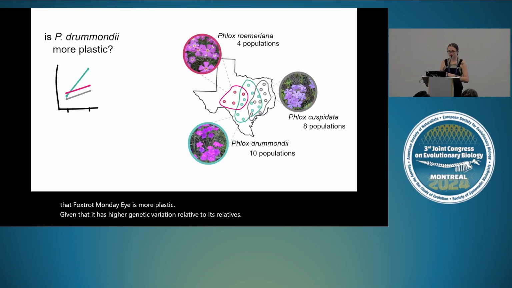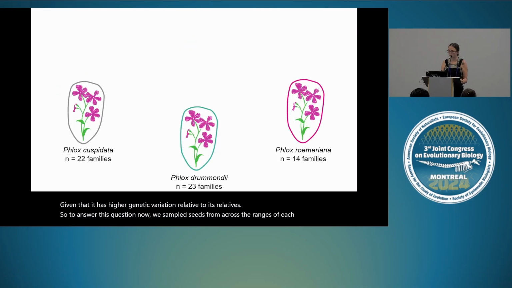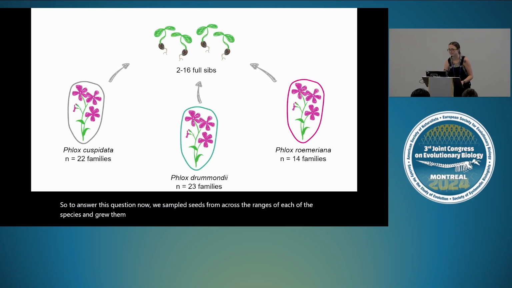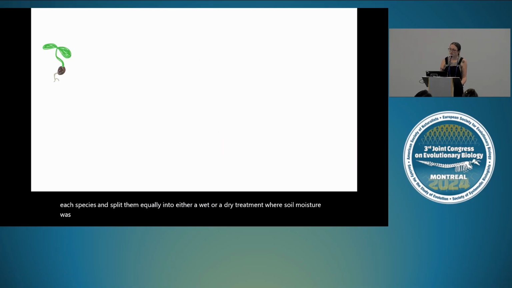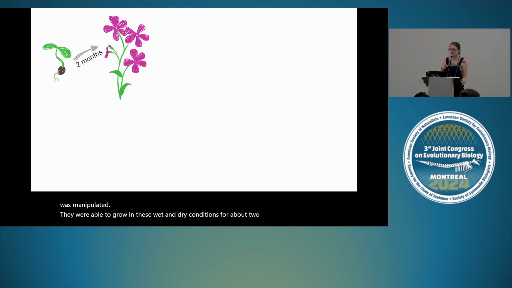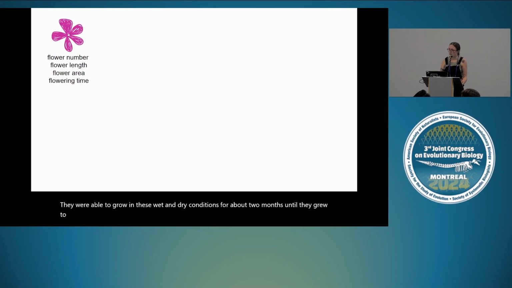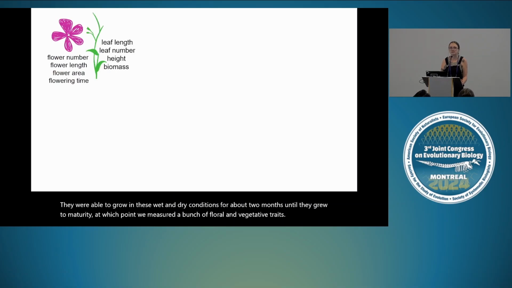So to answer this question, we sampled seed from across the ranges of each of the species and grew them up in the greenhouse. We grew 2 to 16 siblings from each family of each species and split them equally into either a wet or a dry treatment where soil moisture was manipulated. They were able to grow in these wet and dry conditions for about 2 months until they grew to maturity, at which point we measured a bunch of floral and vegetative traits to estimate the plasticity response of each of them.